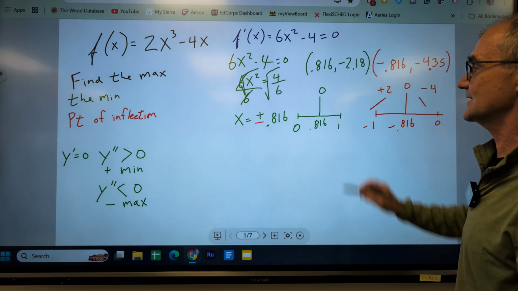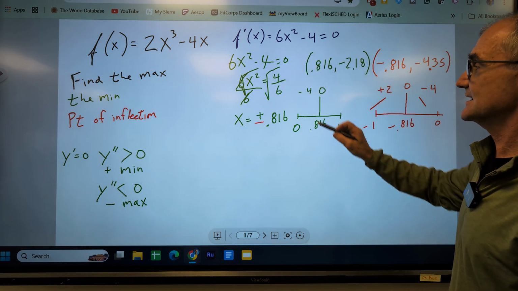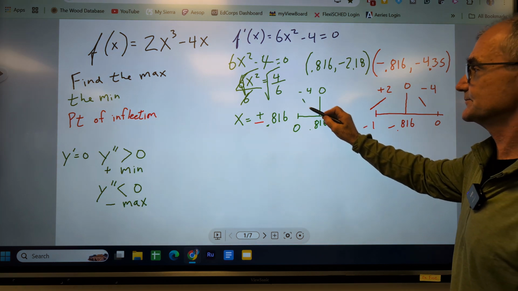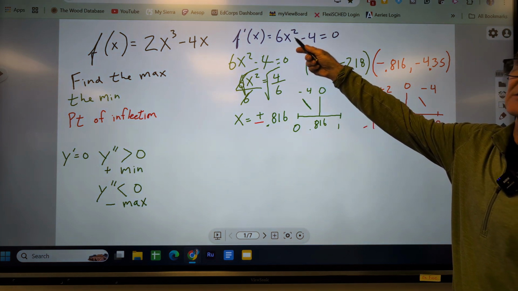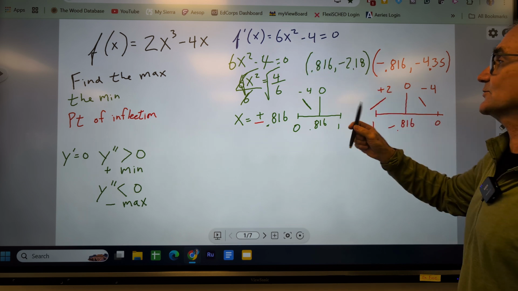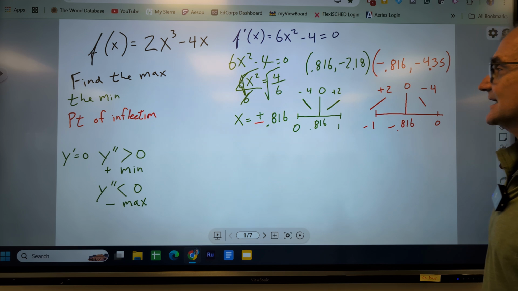0, a value to the right, 1. 0 goes in there. That gives me -4. That's going to be a negative slope. I'm going to take that 1, plug it in there. Squared times 6. 6 minus 4 is +2. Positive slope. And it looks like that.